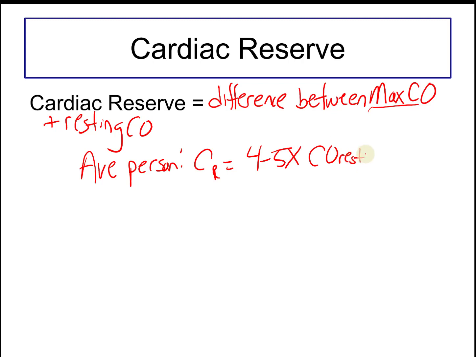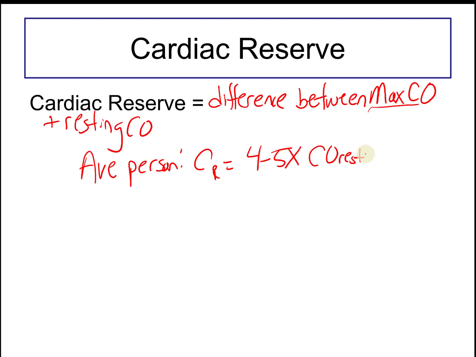4 to 5 times. So remember we said it's about 5 liters. So the difference between your resting and your max is 4 to 5 times. So instead of pumping out 5 liters of blood, you would pump out 5 times 4 is 20, or 5 times 5 is 25. 20 to 25 liters of blood per minute.